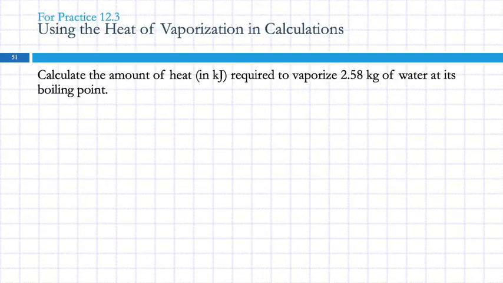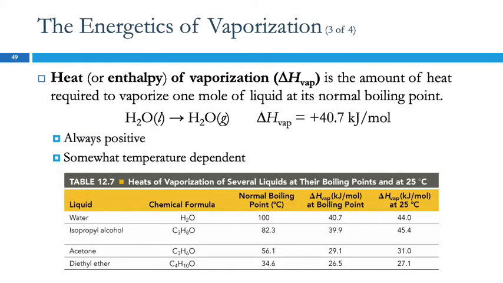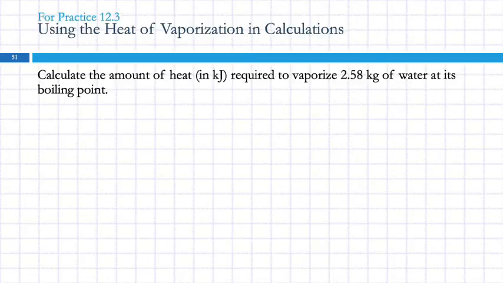So calculate the amount of heat in kilojoules required to vaporize 2.58 kilograms of water at its boiling point. Well, the thing we're going to need here is the heat of vaporization, which is 40.7 kilojoules per mole. So the heat of vaporization for water at its boiling point is 40.7 kilojoules per mole.